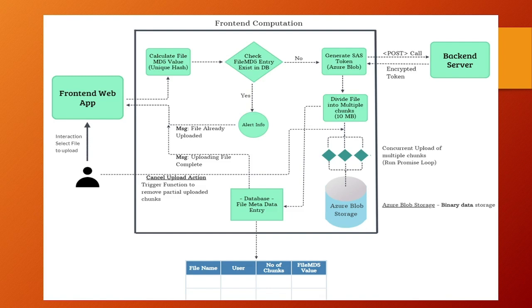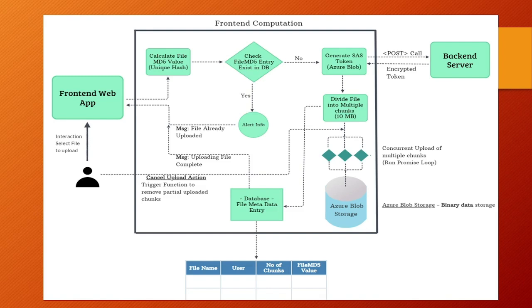So in the front end computation, the user first interacts with our front end web app, where he selects a file which he needs to upload. After selecting a file, the front-end computation will follow this particular loop. A user can select multiple files at once, so this computation can be in one loop for each file.